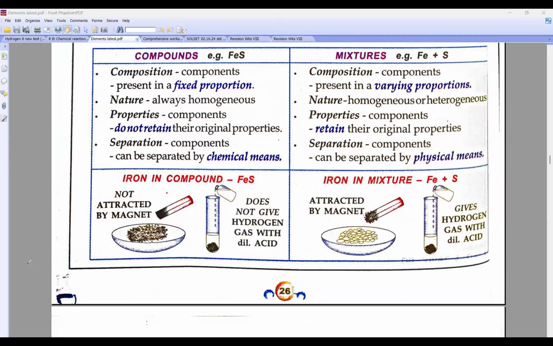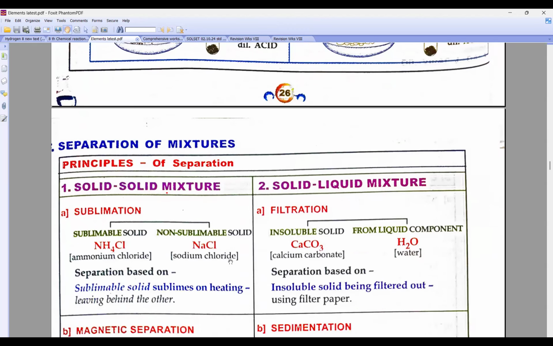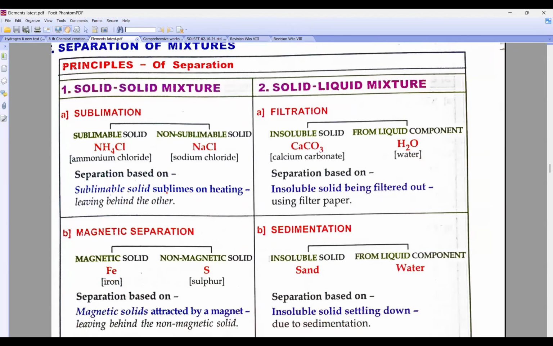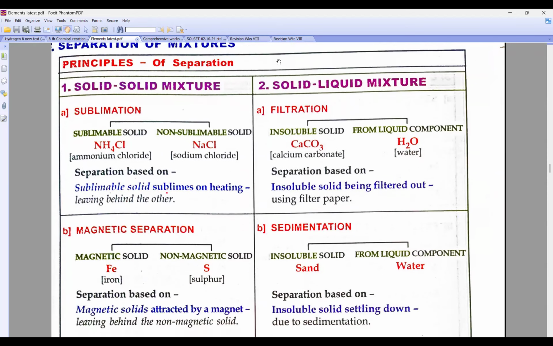Now we are going to do those separation techniques. Now beta, this is very important. Most of the questions they will ask will be based on these separation techniques. Now first we are going to study about, look, I can have solid in solid, solid in liquid, solid in gas, right? So how to separate them? Chalo. So we are going to first start with solid in solid.